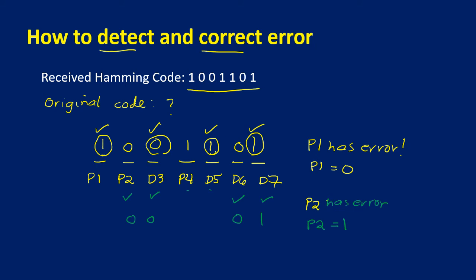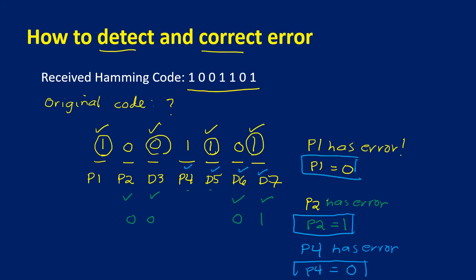And lastly, let's check P4. Check 4, starting at P4. 1, 2, 3, 4. So we have, again, an error. You have odd parity here. So P4 also has an error. Therefore, P4 should not be equal to 1, but P4 should be equal to 0.